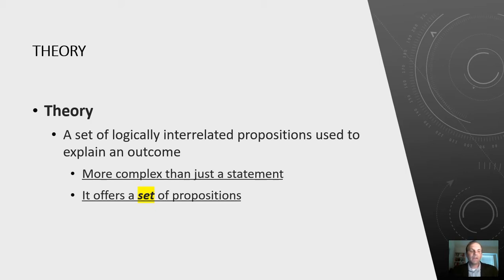So theory is a set of logically interrelated propositions used to explain an outcome. We discussed this in the last video as well. It's more complex than just a statement. There's a number of propositions, so a number of different factors can cause the outcome. In criminal justice, we're concerned with explaining why crime occurs, why deviance occurs, how the system responds to criminals, why victimization occurs. So theory, in a nutshell, in its easiest manner, is an explanation of why something occurs.